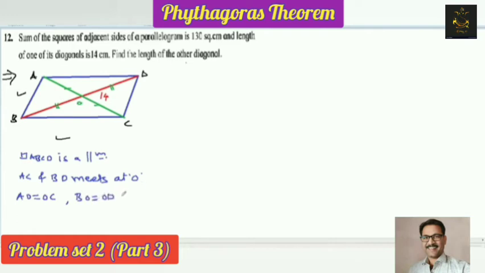Now here BD is given to us, so both are half of BD, and half of BD means 14 half, that is 7. Each of BO and OD is 7. We can write here this is 7 and here also 7. Now here it is given to us, this is 130 square centimeter. So the sum of squares of adjacent sides means we can take AB square plus AD square. Now here what is given? AB square plus AD square is 130 square centimeter.